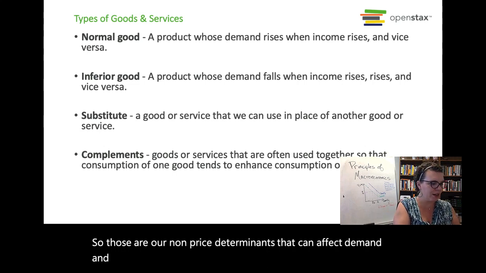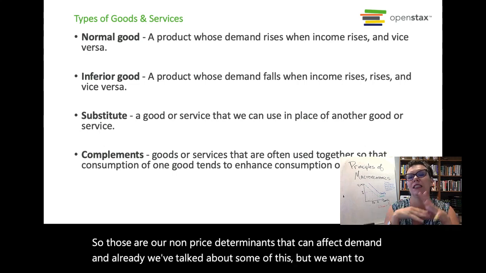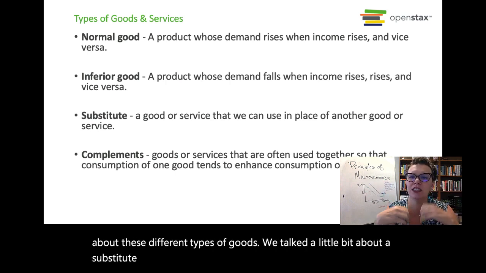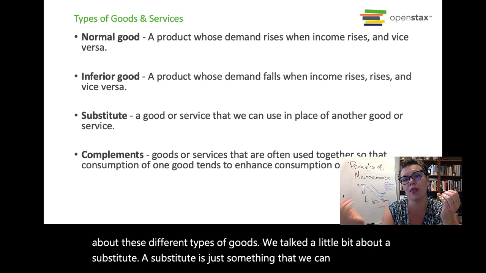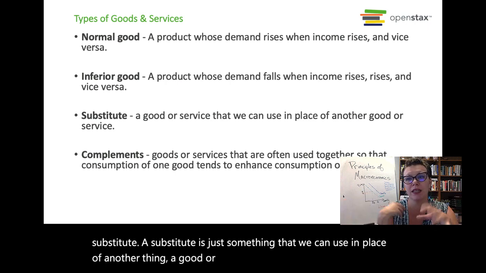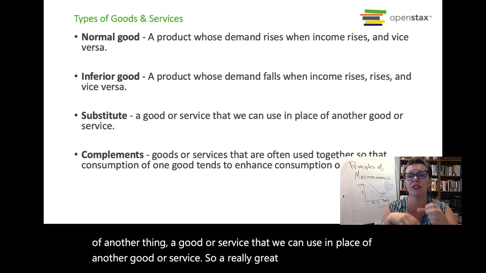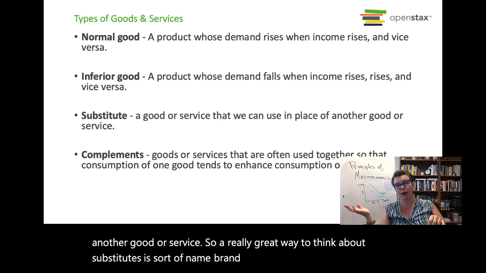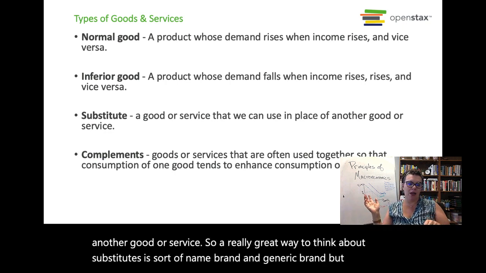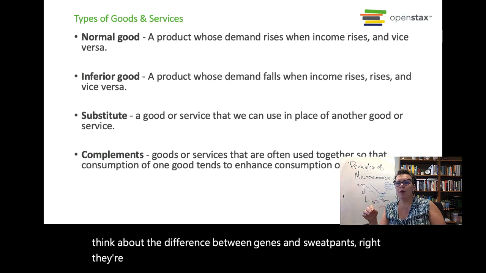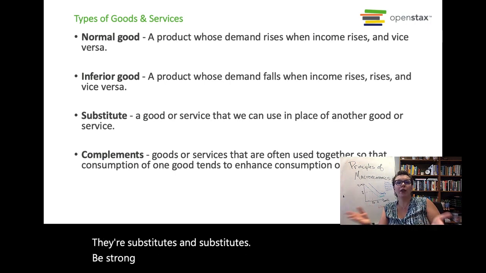And already we've talked about some of this, but we want to talk about these different types of goods. We talked a little bit about a substitute. A substitute is just something that we can use in place of another thing, a good or service that we can use in place of another good or service. So a really great way to think about substitutes is sort of name brand and generic brand. But you could think about the difference between jeans and sweatpants, right? They're substitutes. And substitutes can be strong substitutes or weak substitutes.